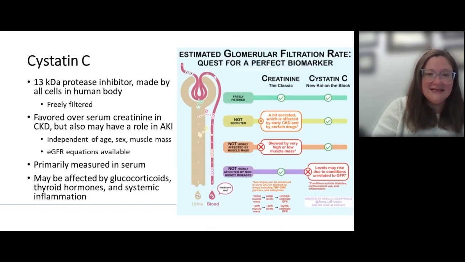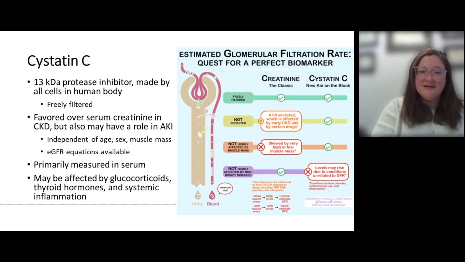Next, we have cystatin C. So this is a pretty small protein, just 13 kilodaltons. It's a protease inhibitor, and it's made by all the nucleated cells in the human body. It is freely filtered at the glomerulus, and for that reason, it has been developed for use in assessing glomerular filtration rate, or GFR. There are estimated GFR equations available for cystatin C, and there's a nice infographic here on the right that shows some of the advantages of using cystatin C versus creatinine to assess glomerular filtration.